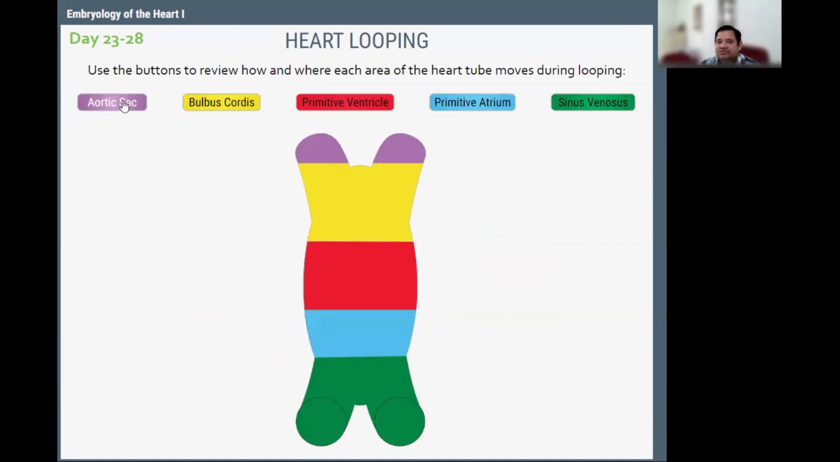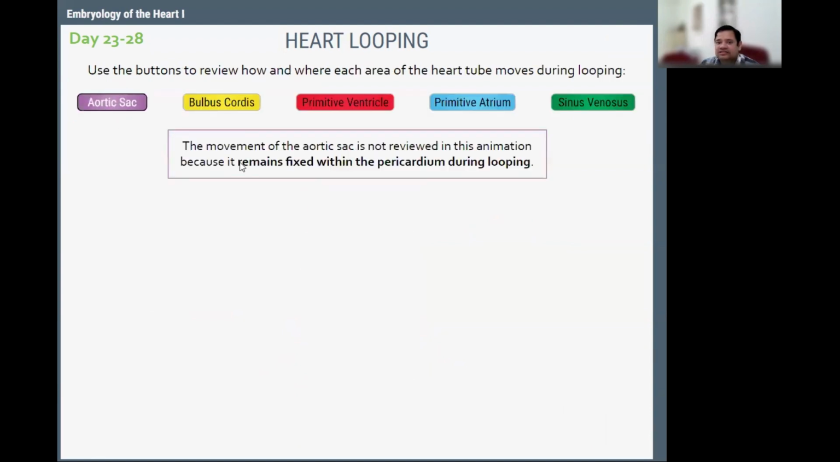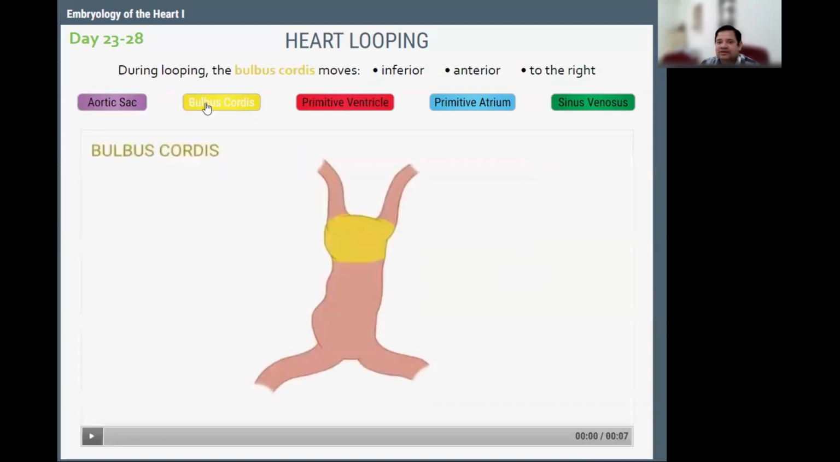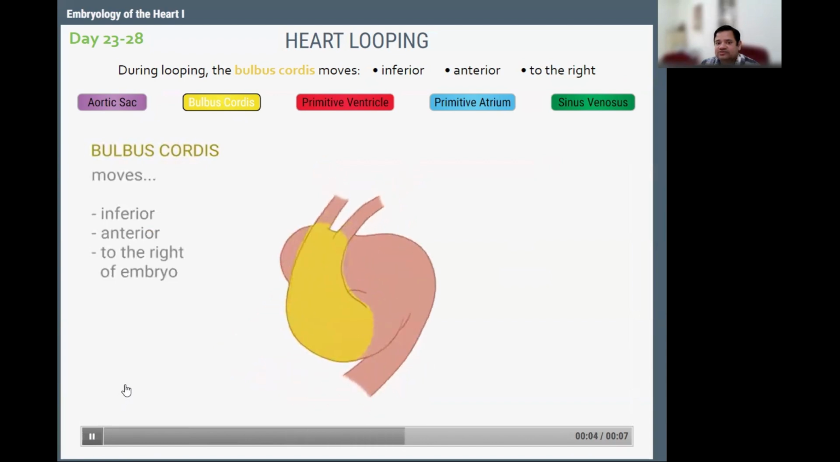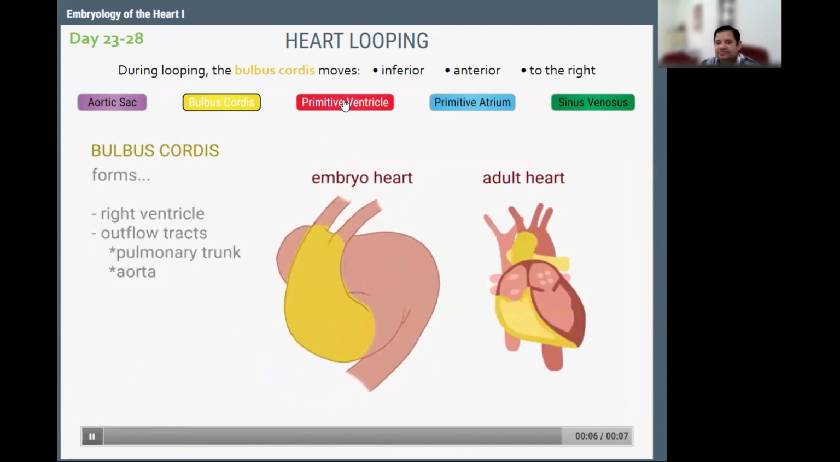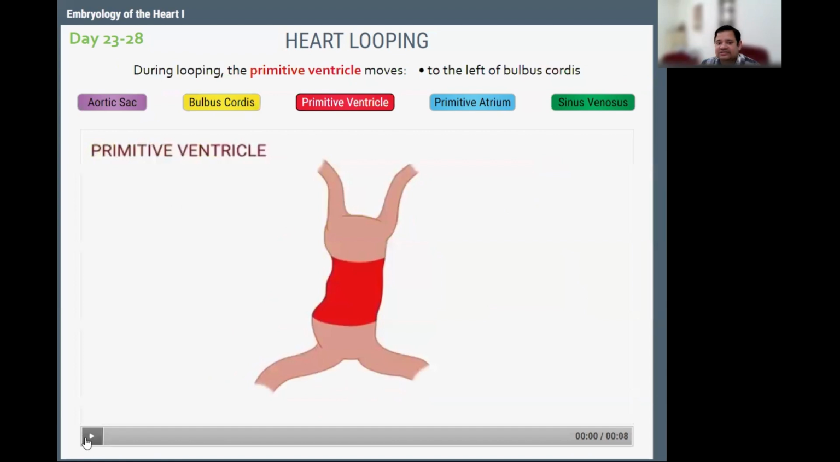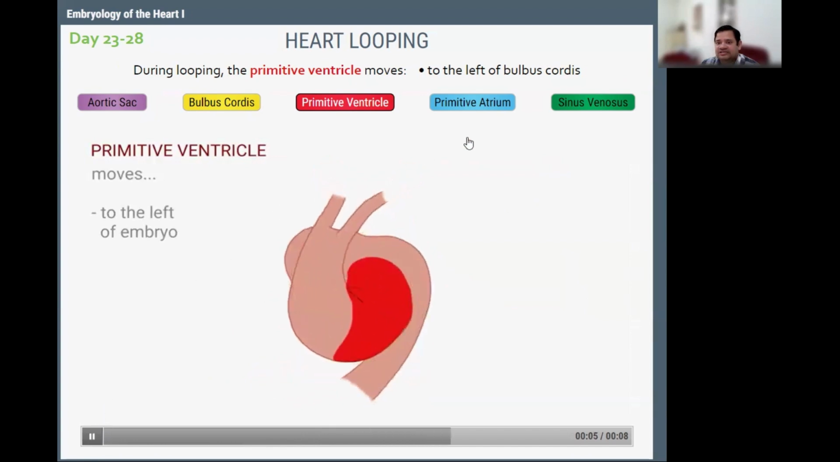Again you can see the truncus arteriosus, or aortic sac. There is no movement of the aortic sac because it remains fixed within the pericardium during the looping. Then the bulbus cordis, we have already talked about it, moves inferior and anterior. Then there is the primitive ventricle. Again you can see it will move to the left to form most of the ventricles.